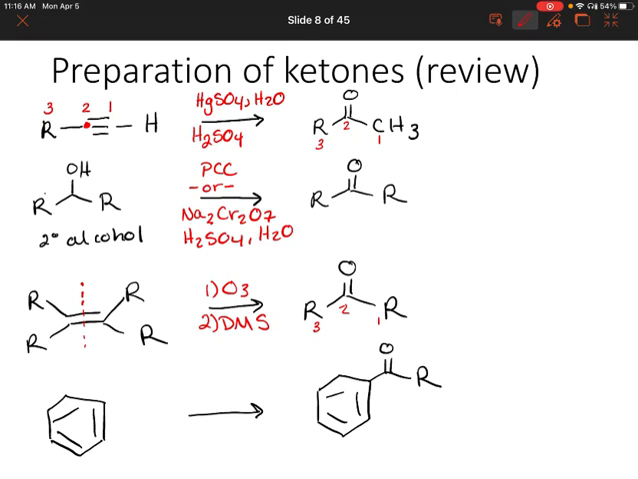All right, and how about our last reaction? How would we add a ketone to that benzene ring? Friedel-Crafts acylation. So we need to add a leaving group to our acyl group, the ketone group. And then we need our catalyst, aluminum trichloride.